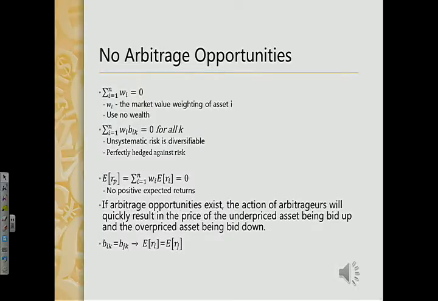The most important assumption of APT is that it allows no arbitrage opportunities. Arbitrage opportunities allow an investor to have positive return with no wealth and no risk. If arbitrage opportunities exist, the action of arbitrageurs will quickly result in the price of underpriced assets being bid up and overpriced assets being bid down. From that we can know if two assets have the same risk sensitivity, they must have the same expected return.